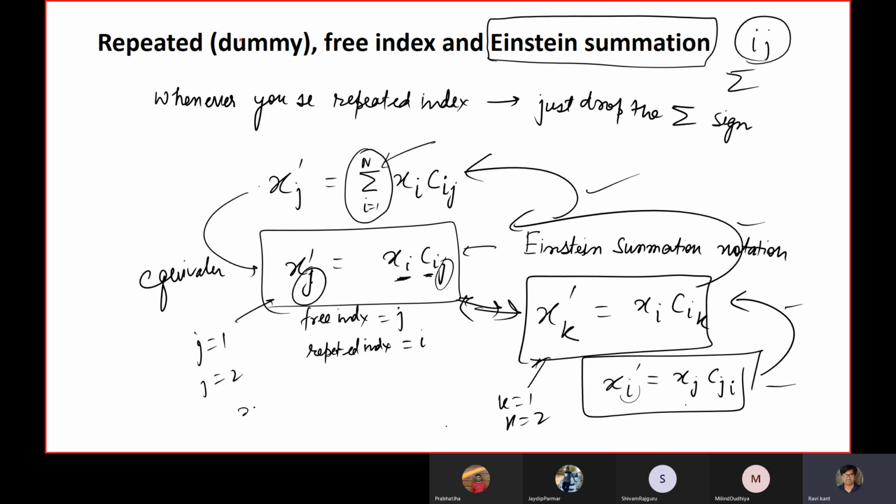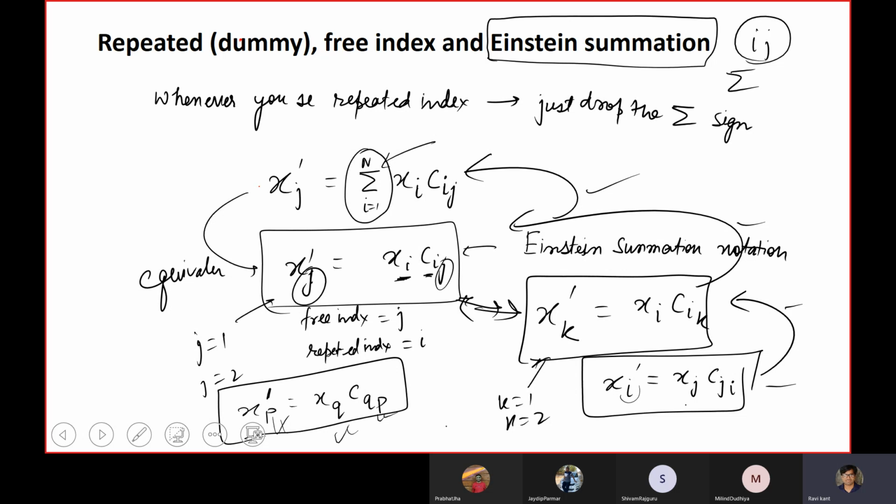You can also write xp dash is equal to x pq, cq, cqp. Unless you follow the same trend, you can take any index you want. There is nothing wrong in it. This is how we are widely using our index notation in this whole course. Every time I'll write in terms of i, j, k, and everything.